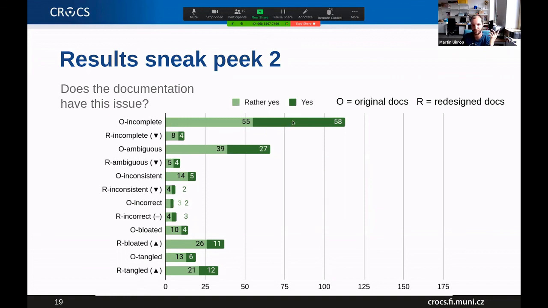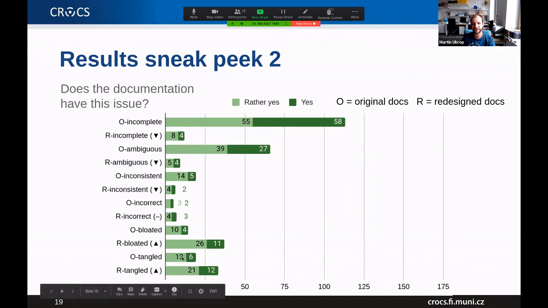So the original documentation was found to be incomplete and ambiguous by quite some people, which is of no surprise, really. For the inconsistency, there was some inconsistency seen in the original documentation, no incorrectness in ours or in the original or redesigned. And as I mentioned, our documentation seemed a bit more bloated and tangled than the original documentation.